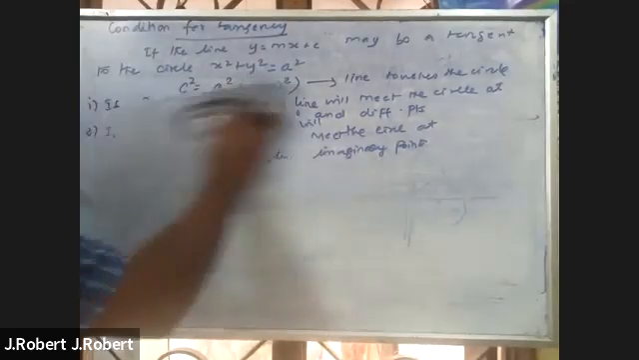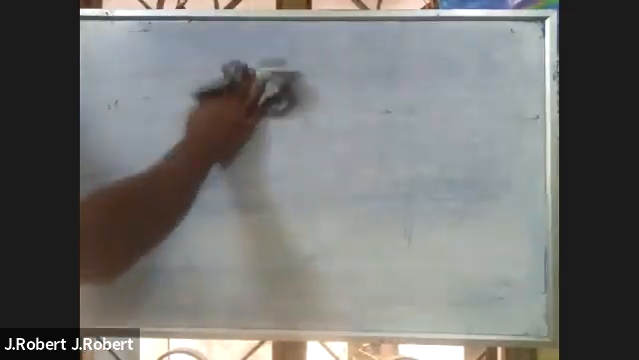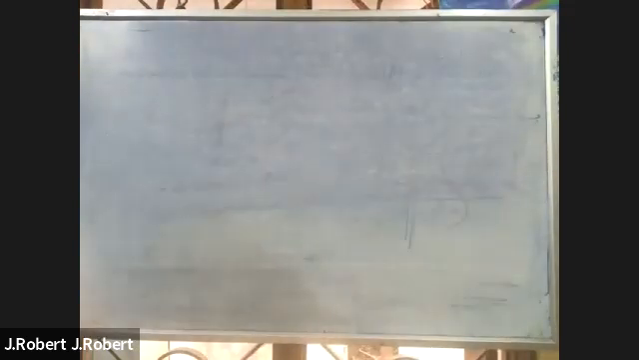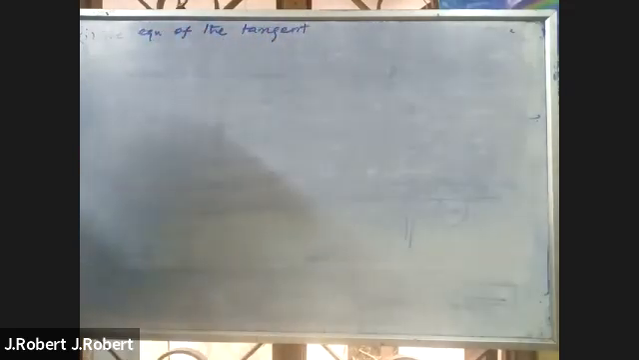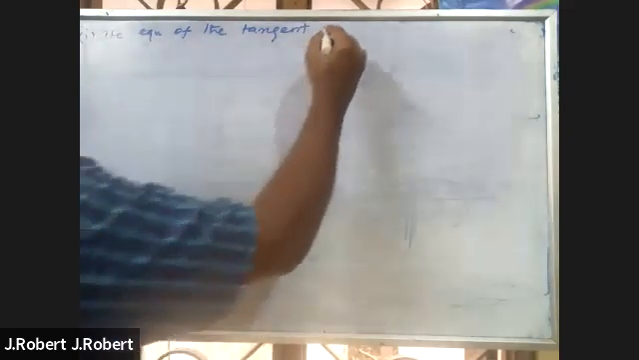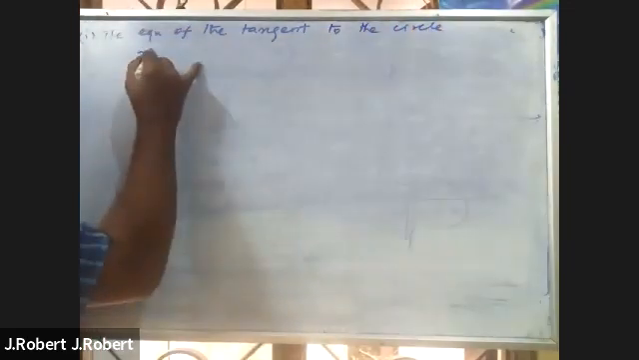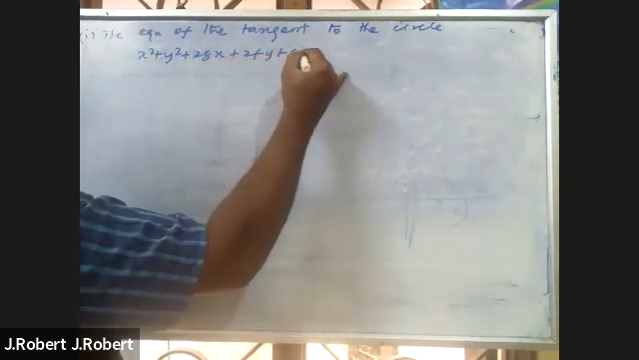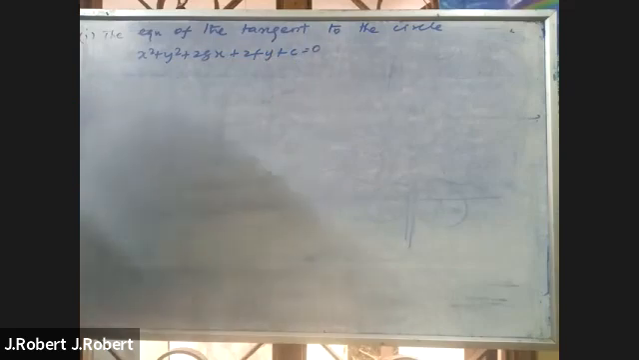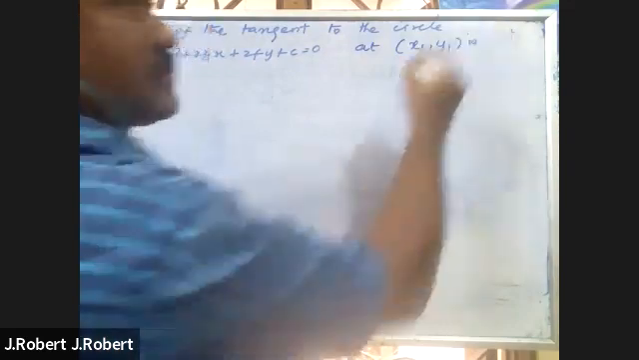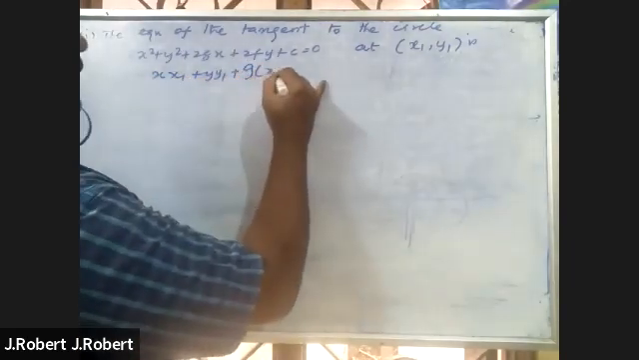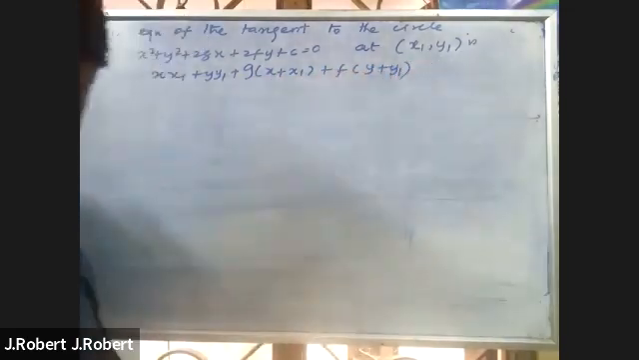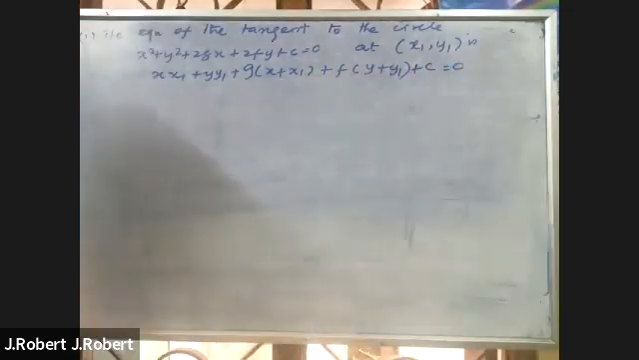Next, equation of tangent. Now this is all very important, focusing on your plus 2, 12th standard board examination, and very important for JEE Main. The equation of the tangent to the circle x square plus y square plus 2gx plus 2fy plus c equals 0 at any point x1, y1 is xx1 plus yy1 plus g into x plus x1 plus f into y plus y1 plus c equals 0.